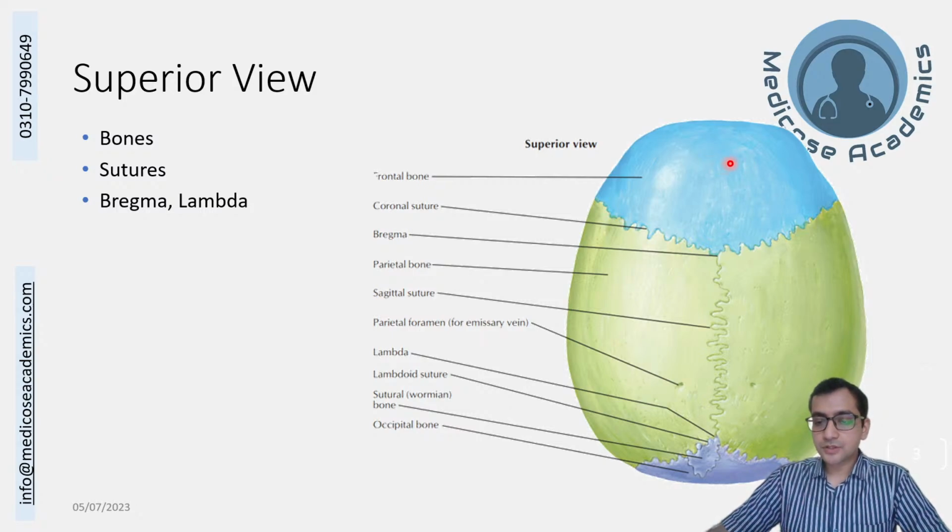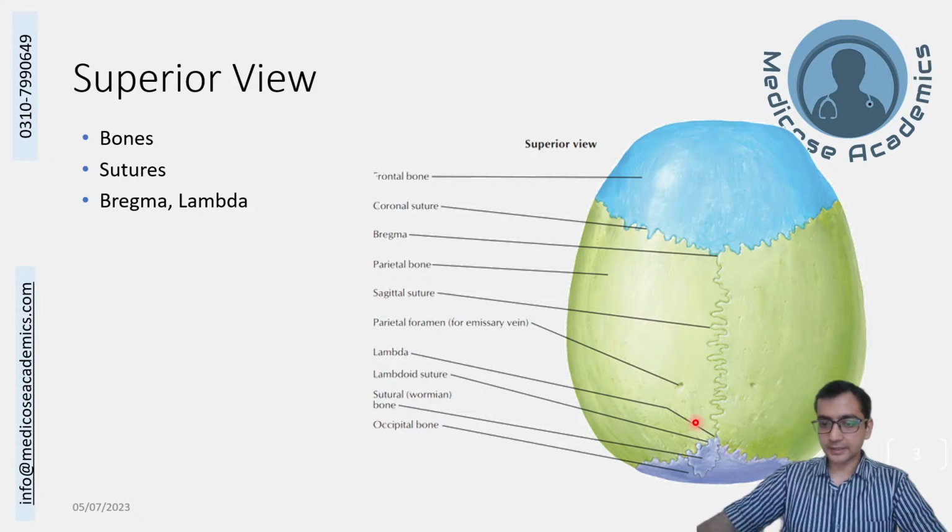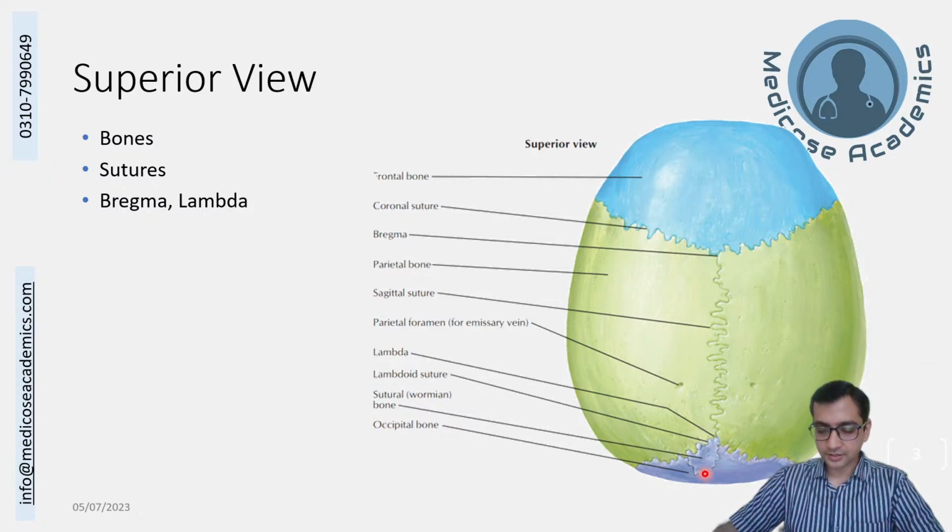Superior view, it includes 4 bones. On the front, there is a single bone, that is the frontal bone, shown in blue here. On the sides, there are the parietal bones. On the back, there is the occipital bone.